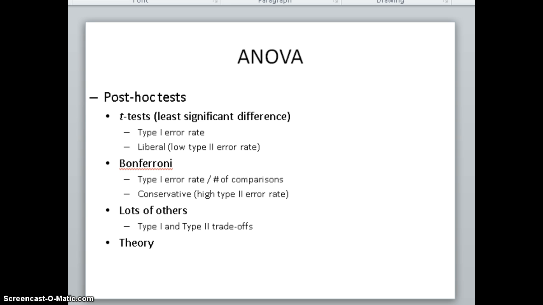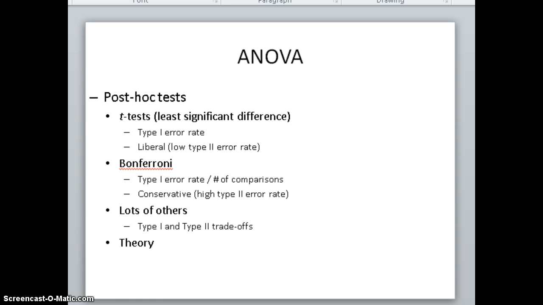Post hoc tests are used after we find a significant F-ratio. We only use them if we find a significant F, and we use them to assess where the group means differ. Okay, so the F-test was the omnibus test. It tells us there is a difference somewhere, and we can use the post hoc tests to tell us where the difference is, between which groups.